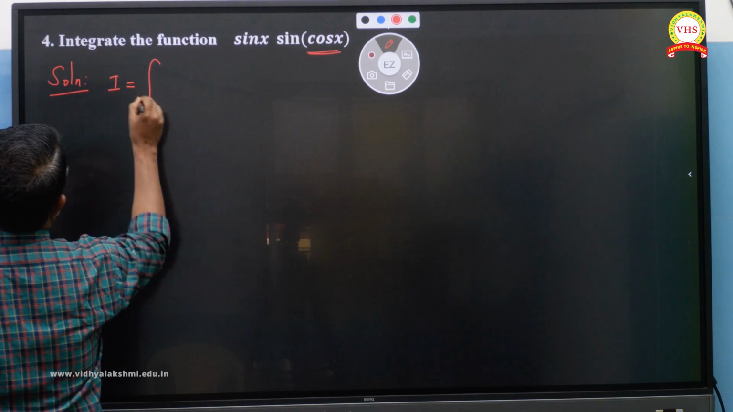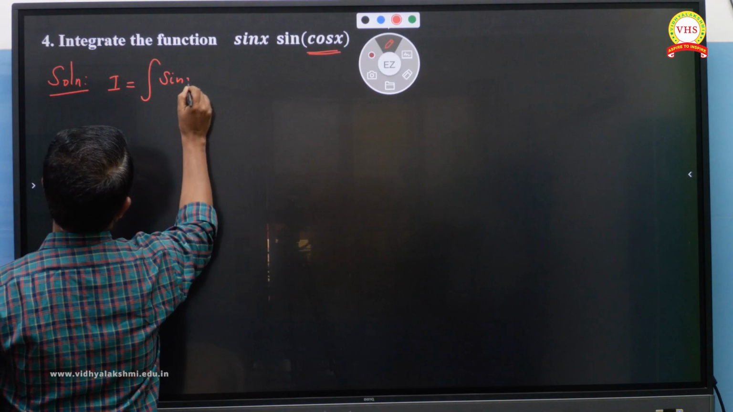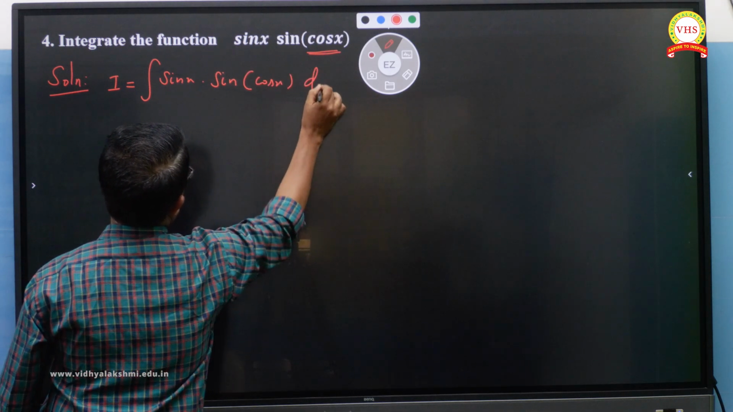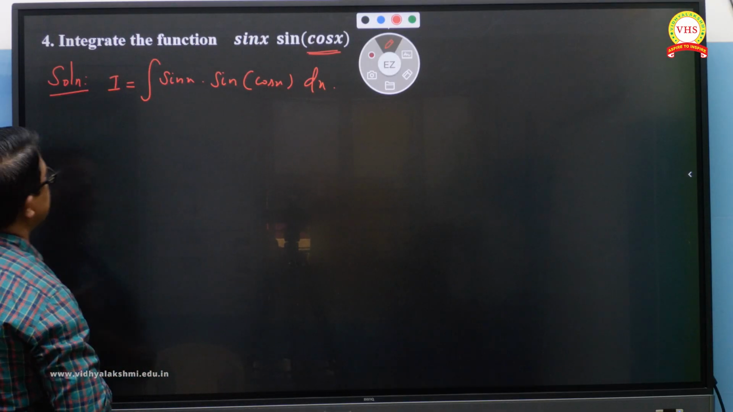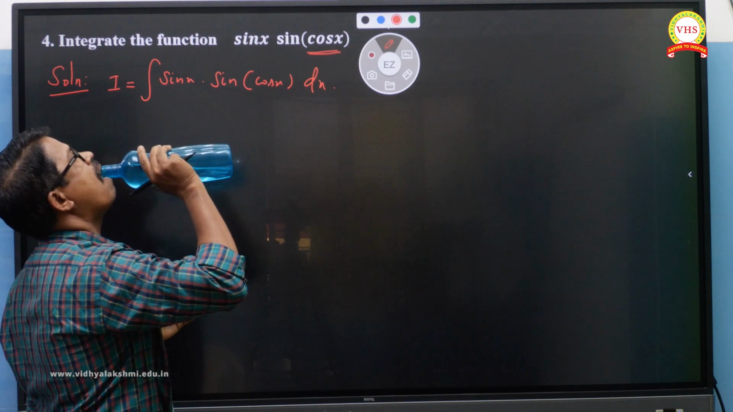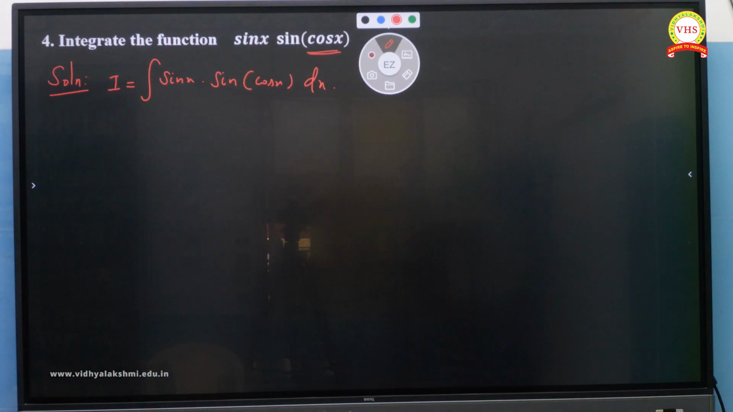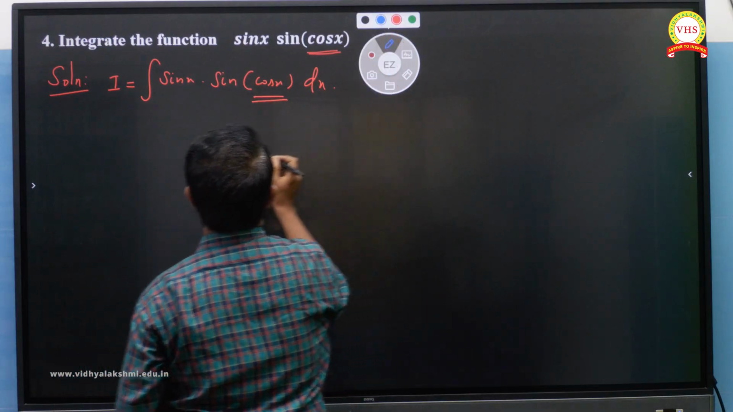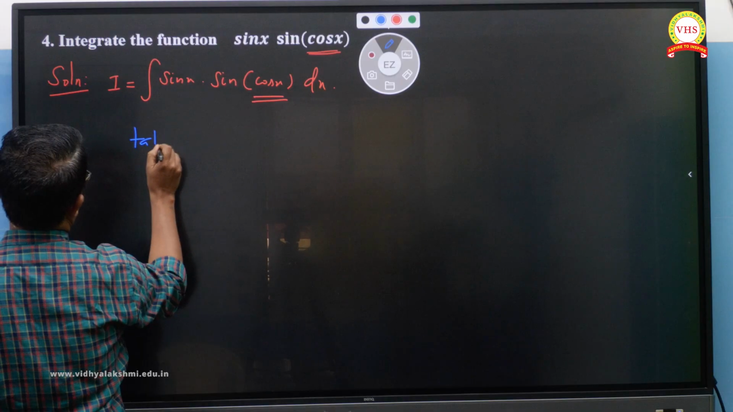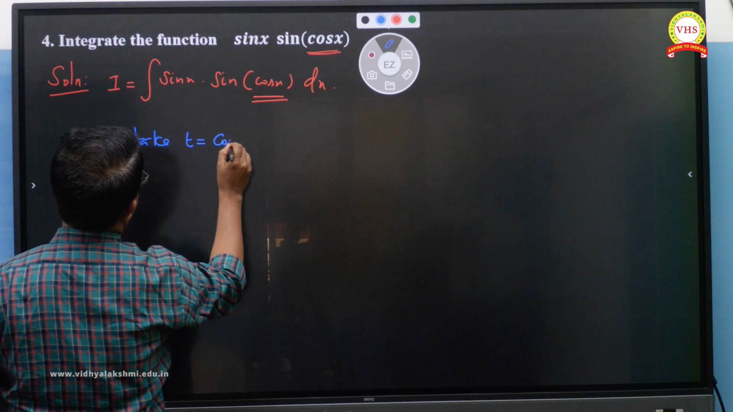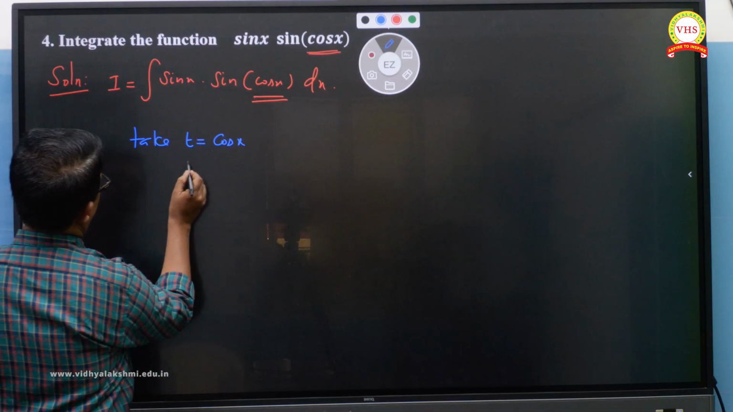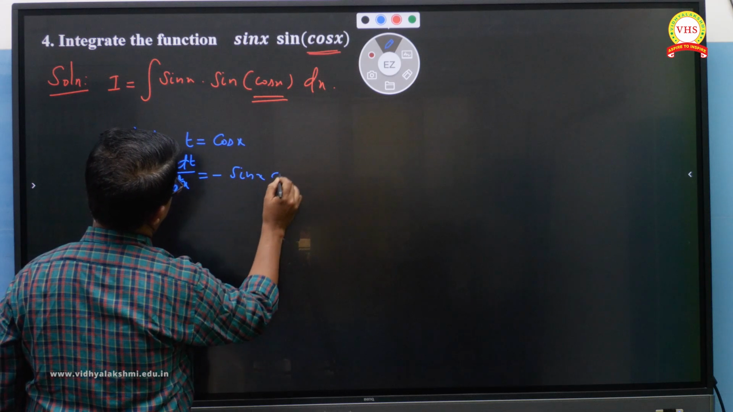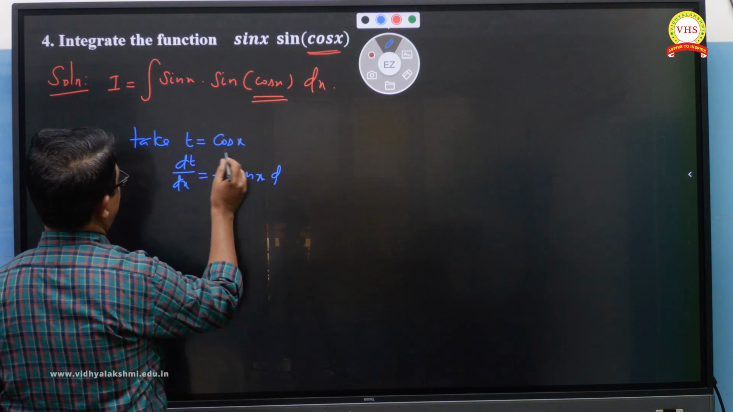Now the integral I equals integral sin x into sine of cos x dx. Look at this integral. What is the term within the bracket? Cos x. At that time you have to replace or take t equal to cos x. Then what is going to happen? dt by dx equals minus sin x. Are you okay, students? The derivative of cos x is minus sin x.